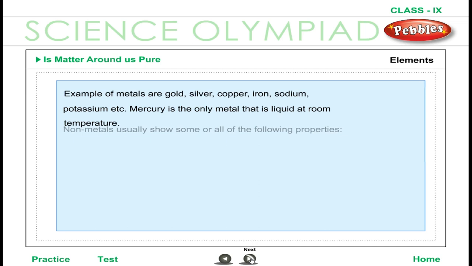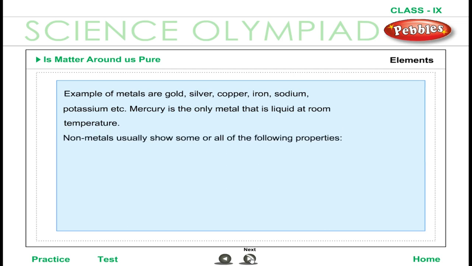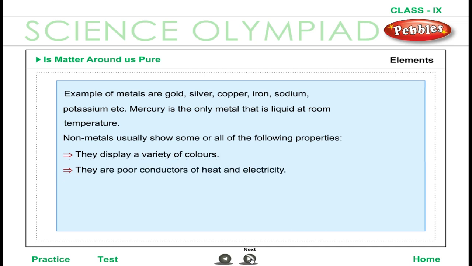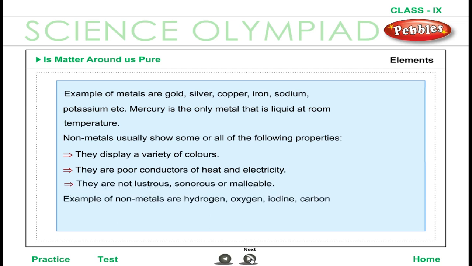Non-metals usually show some or all of the following properties. They display a variety of colors. They are poor conductors of heat and electricity. They are not lustrous, sonorous, or malleable. Examples of non-metals are hydrogen, oxygen, iodine, carbon, coal, coke, bromine, chlorine, etc.